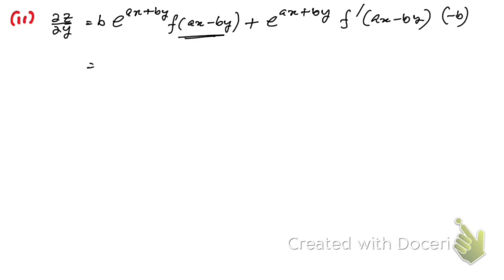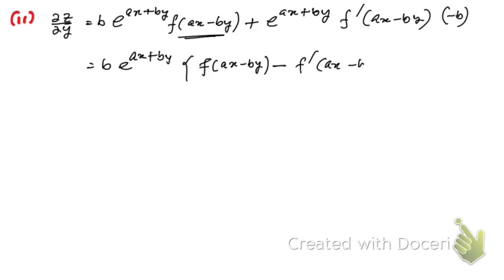Now you see, you can take b e to the power this common. This part can be taken common. So on taking common, what we have got is b into e to the power ax plus by, within bracket we're going to have f of ax minus by, and this negative sign, and this is positive sign, that's going to give you minus f dash of ax minus by. That's what we have got. So this is the result. So this is what, del z by del y, right?